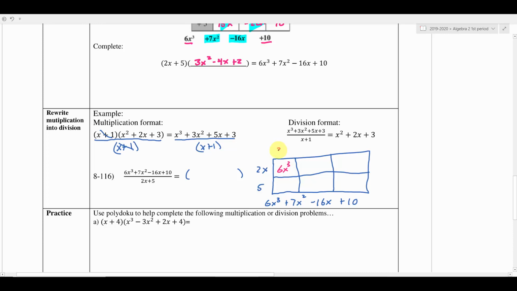So I know I'm going to need a 3 because 3 times 2 gives me 6. And I know I'm going to need an x squared because x squared times x gets me x cubed. Then I'm going to multiply down, right? So 3x squared times 5 is 15x squared. Right? And then I'm going to move over to the next column.